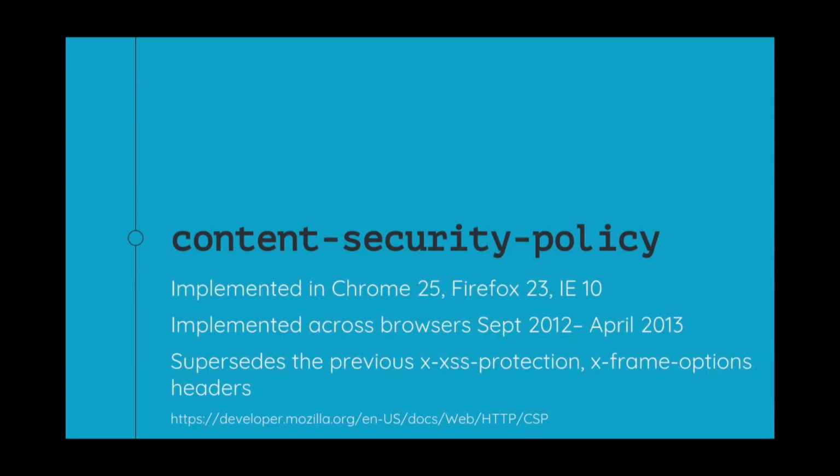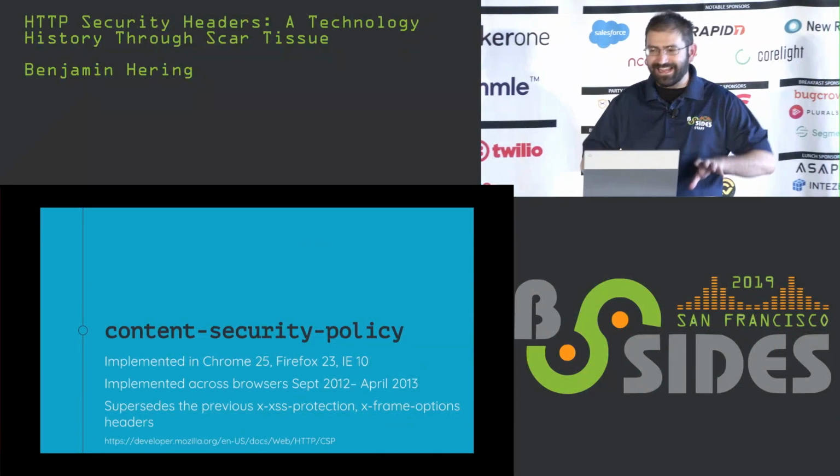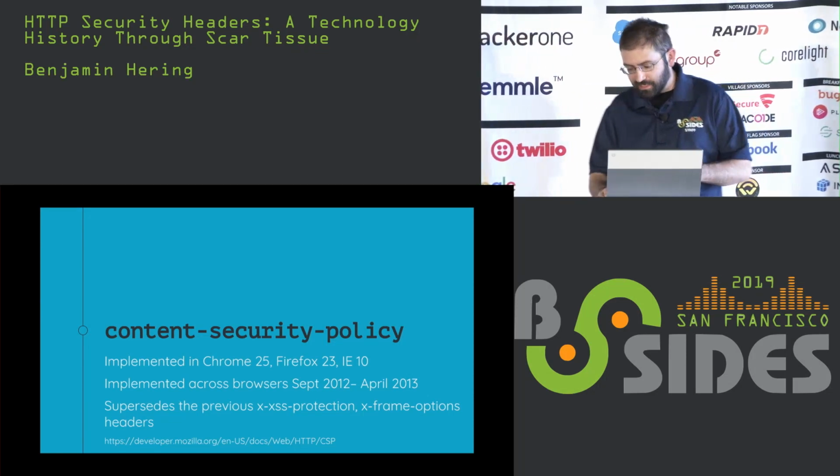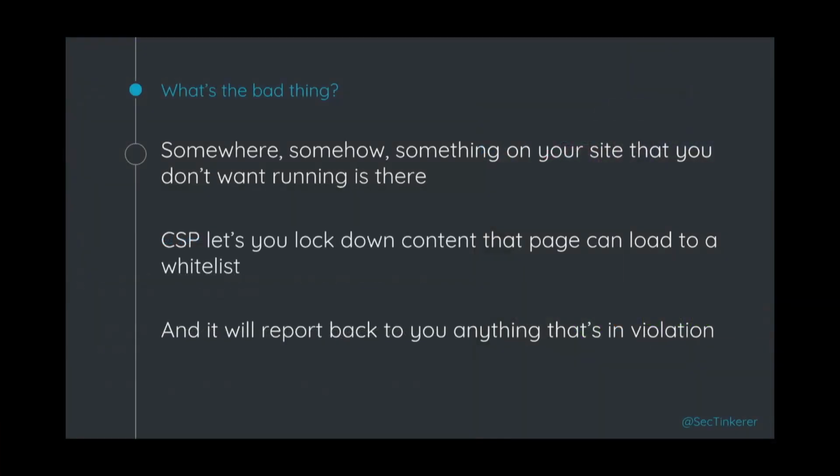Now with that, I want to do a deeper dive into content security policy because content security policy is the 800-pound gorilla of security headers. When we talk about content security policy, the bad thing is that somehow, somewhere, who knows what or why, there's some content that's running on your site that you don't want there. And so content security policy lets you lock down to a very specific whitelist what type of content you want on your site. Imagine this like a big bouncer standing outside of a club with a little clipboard that lists every single piece of content that is invited to come to the party that is your website.